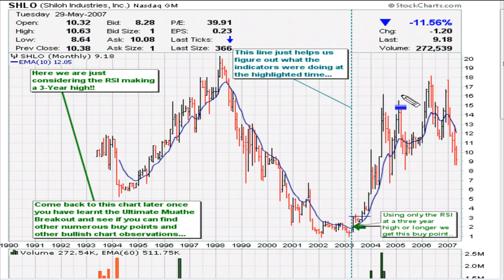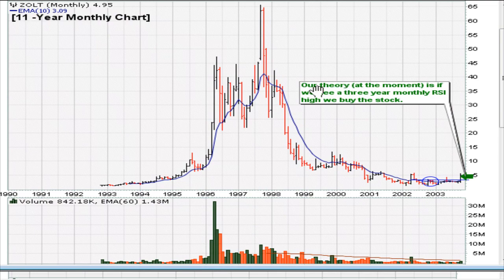It would eventually hit $16. Now I would like to own that any day. Give me that movement any day, and I'm gonna be a happy camper. All right, let's take a look at another one.